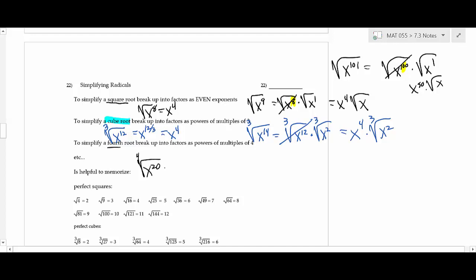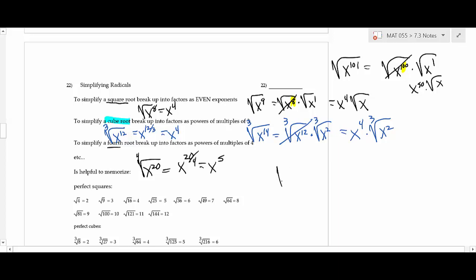If you have a 4th root, let me give you an example. What if you had the 4th root of x to the 20th? Do you know what the answer to that is? You need to know it immediately. 20 over 4 is 5, right? That is the same thing as, like we learned today, x to the 5th.